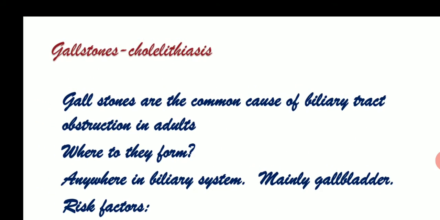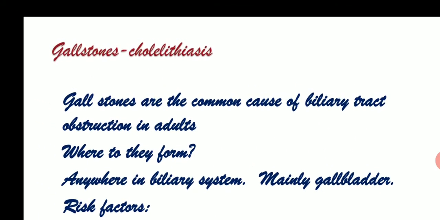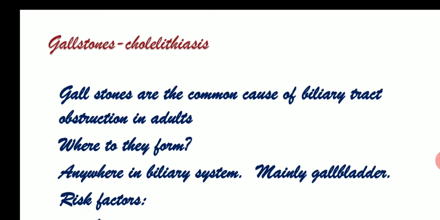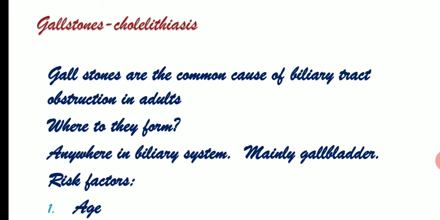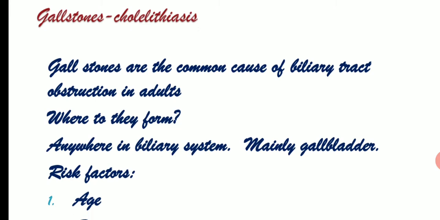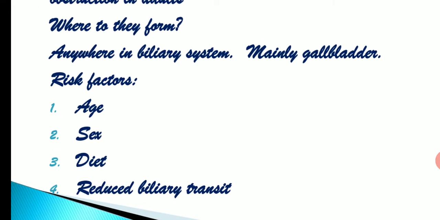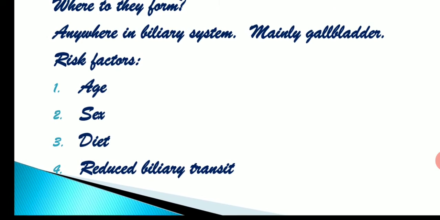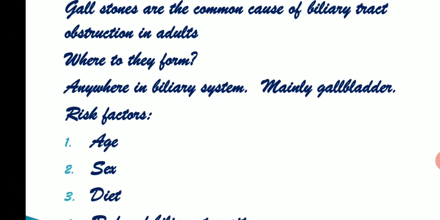Now, gallstones and cholelithiasis. Gallstones are a common cause of biliary tract obstruction in adults. Now, where and why are they formed? Anywhere in the biliary system, mainly the gallbladder. Risk factors are age, sex, diet, and reduced biliary transit.